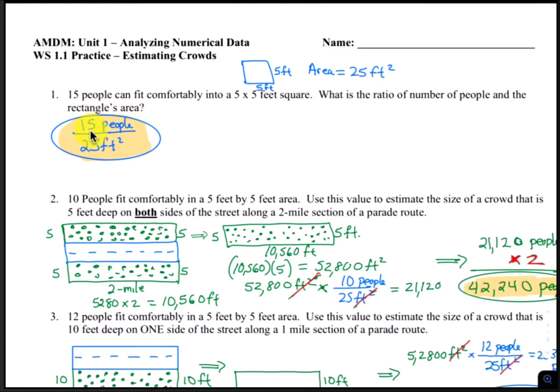Well, the ratio is simply written as a fraction. We have 15 people, and a 5 by 5 square is an area of 5 times 5, which is 25 square feet. So the ratio is 15 people per 25 square feet.